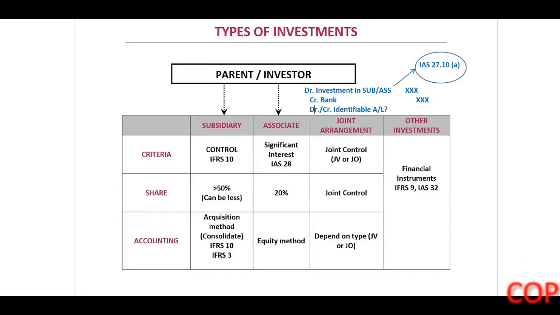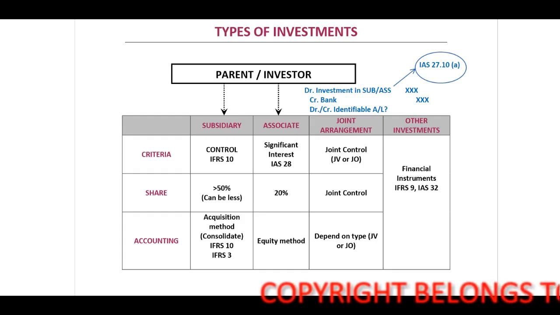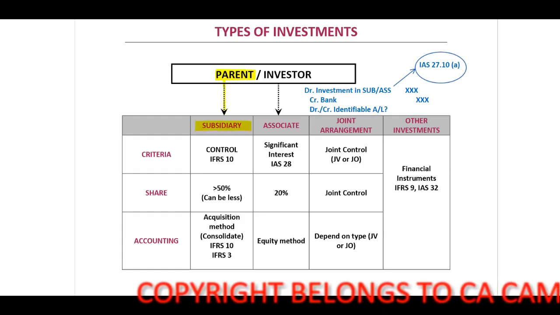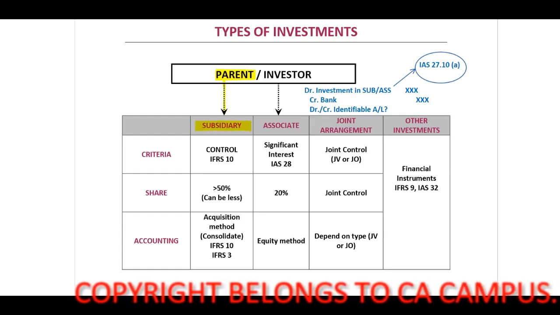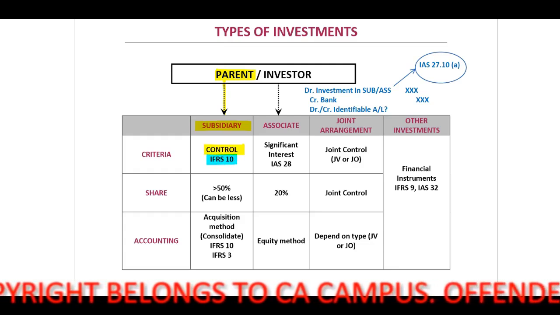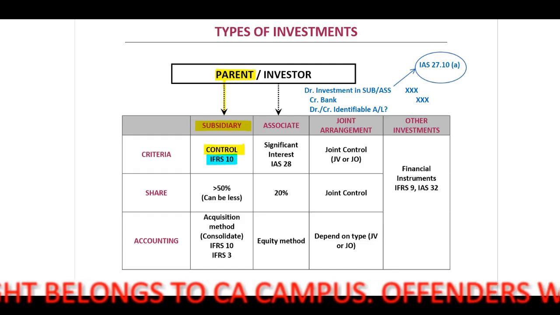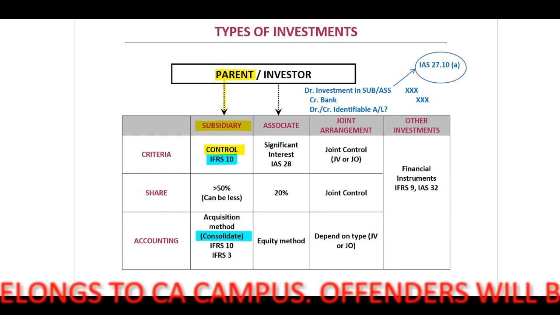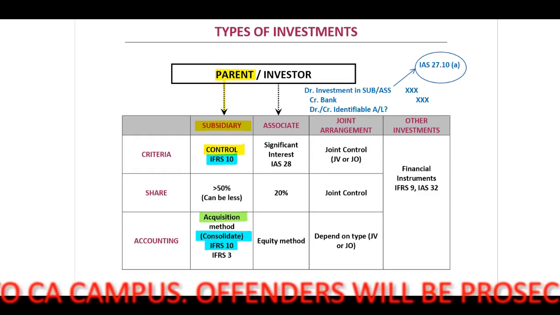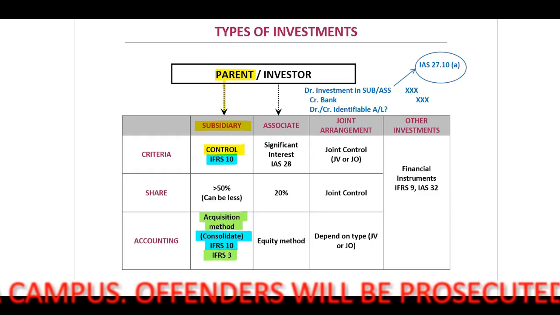Before we look at IAS 28, let's quickly revise where we currently are with our different types of investments. When you look at our basic example, we might have a parent company that purchased shares in a subsidiary. When will this be a subsidiary? When we are able to identify that there is control in terms of IFRS 10. If we've determined that there is control, we know we need to consolidate in terms of IFRS 10, and we need to apply the acquisition method in terms of IFRS 3.